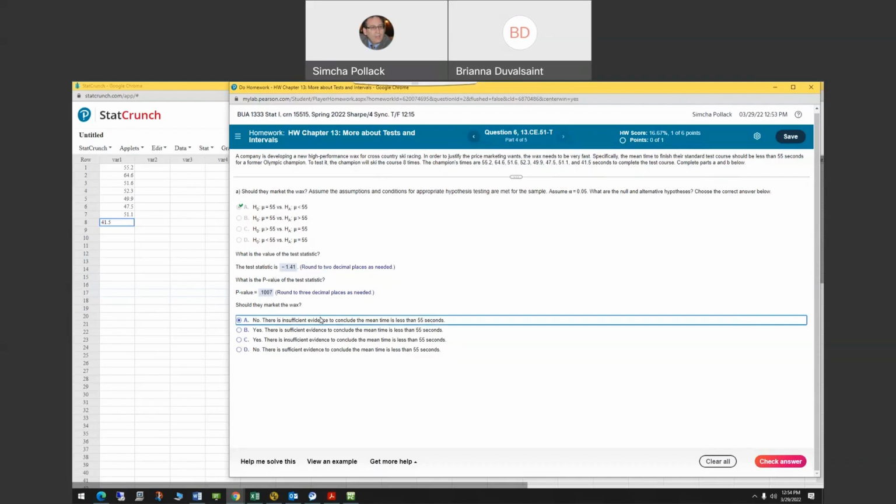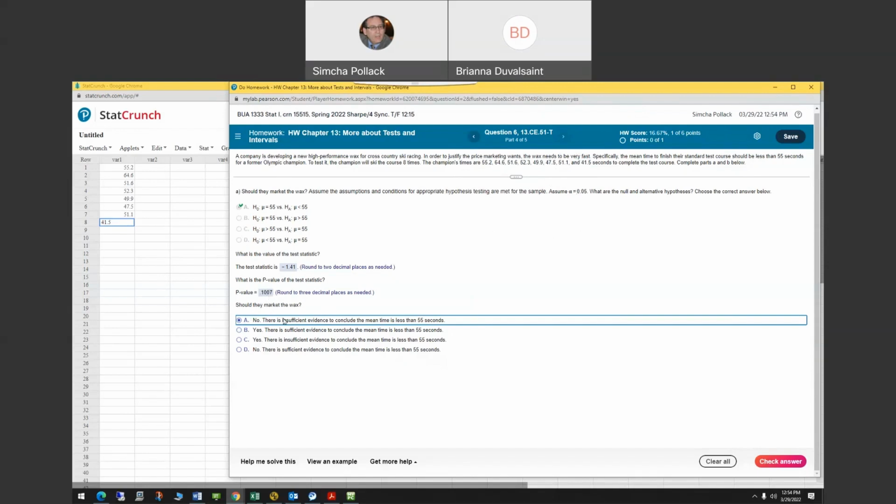So no, there is insufficient evidence. Do you agree with that interpretation? You sure? Because if you don't, we might as well be sure. The p-value, which comes out of the StatCrunch printout, is compared to the alpha they give you, or the significance level, because sometimes it could be 1% or 10%. Usually it's 5%. And 10% is bigger than 5%, right?